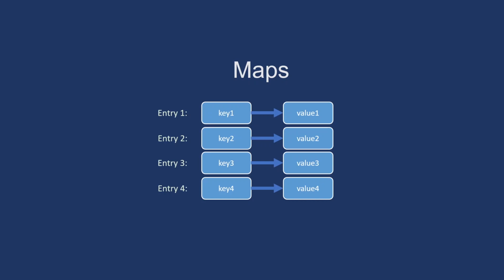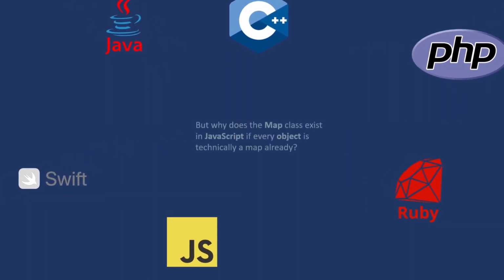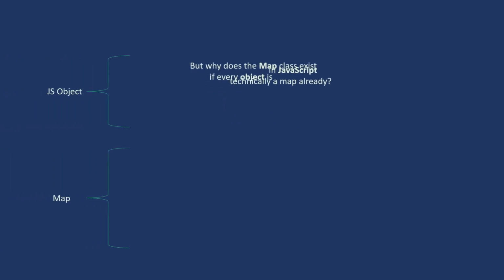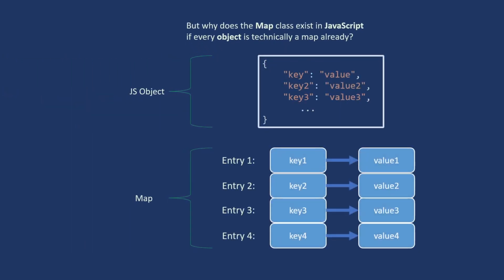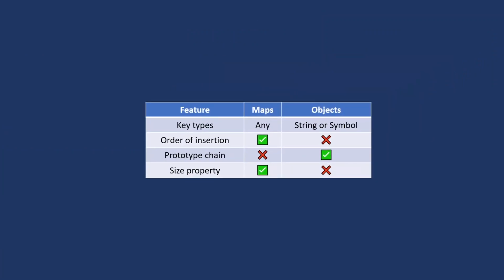A map is a data structure that abides as key value pairs in so many programming languages. But why do we have maps in JavaScript if every object is a map? JavaScript objects are key value pairs, and that's exactly what a map is, with a little bit more fancy terminology. There's actually four main advantages of maps over regular objects.